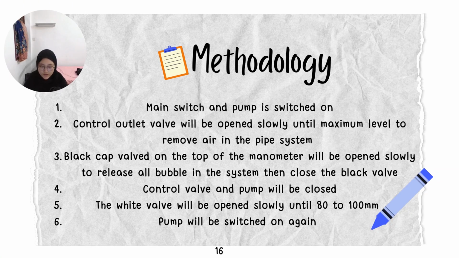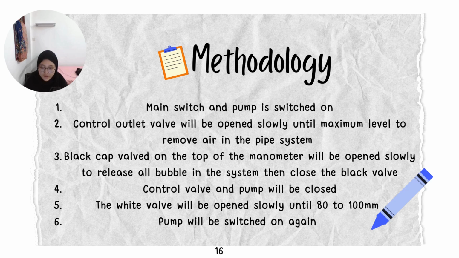So for the methodology part, number one, the main switch and pump is switched on. Number two, control outlet valve will be opened slowly until maximum level to remove air in the pipe. Number three, black cap valve on the top of the manometer will be opened slowly to release all bubbles in the system, then close the black valve. Number four, control valve and pump will be closed.